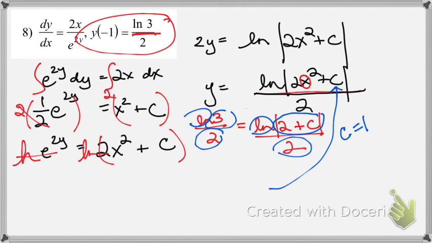So final answer should be y equals either the 2 like that or a 1/2, doesn't matter, natural log of 2x squared plus 1. Now, since x squared is always positive, and multiplying by 2 and adding 1 still will be positive, they might use parentheses instead of absolute values there. It would be okay either way.